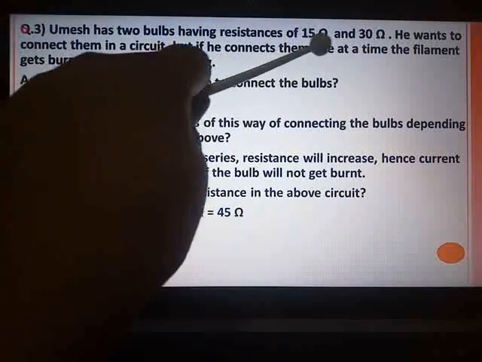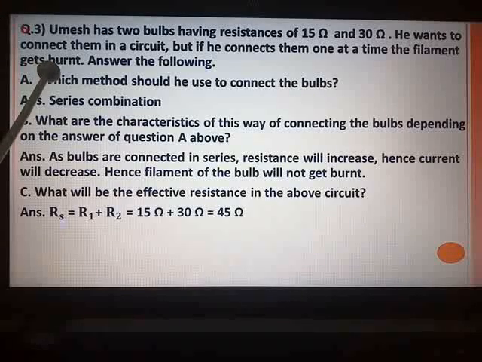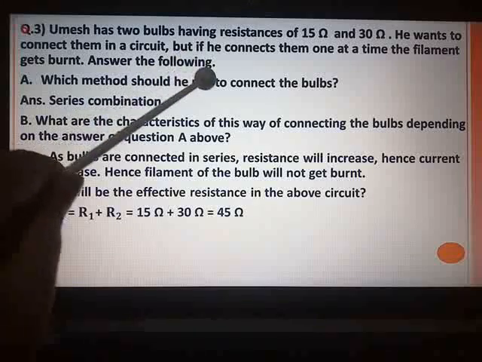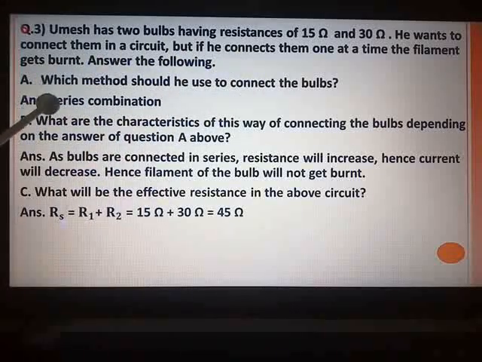But if he connects them one at a time, the filament gets burned. Answer the following questions. Which method should he use to connect the bulbs? He wants to connect them in a circuit, but if he connects them one at a time, the filament gets burnt. So he should connect the bulbs in series combination. So which method should he use to connect the bulbs? He should connect the bulbs in a series combination.